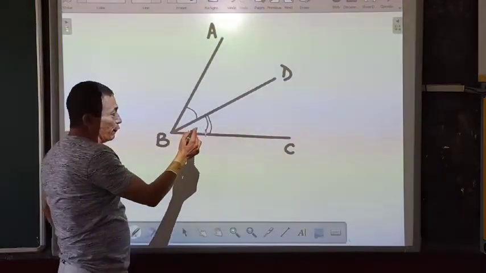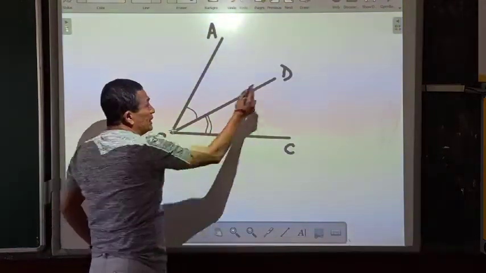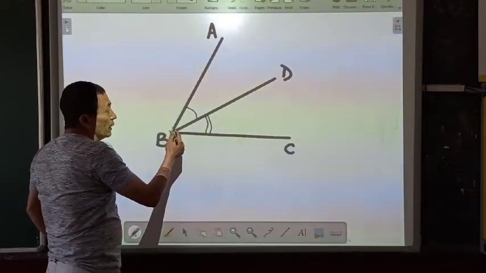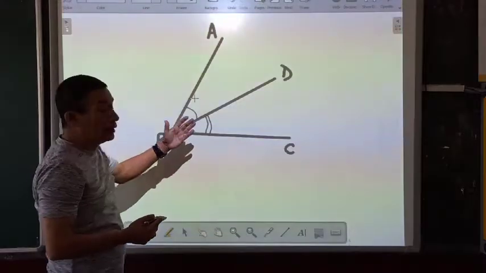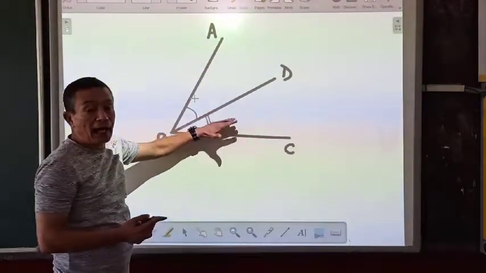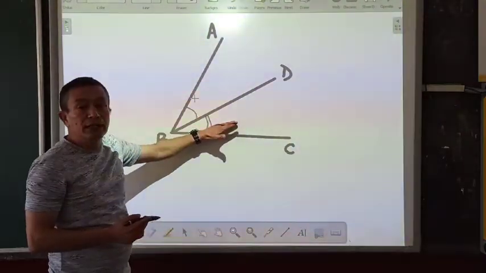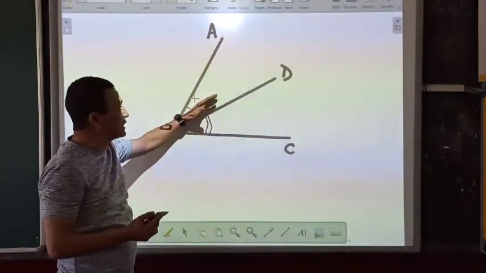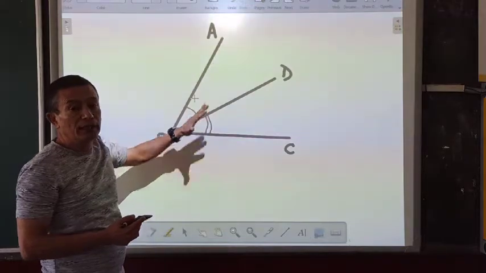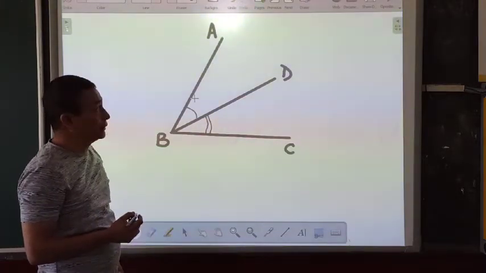If you look at it carefully, you will see that BD is a common line between the two angles. In other words, these two angles are lying side by side. So these types of angles which are lying side by side are called adjacent angles.